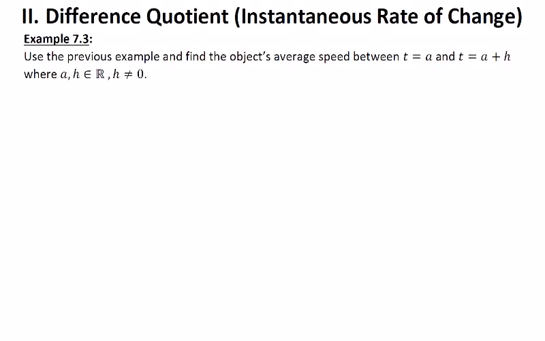In part 2 of section 3, we're going to be discussing something called the difference quotient. The difference quotient will be very similar to the average rate of change, but it is going to be a more generalized calculation for the average rate of change. It will eventually lead to a calculation of what's called instantaneous rate of change.